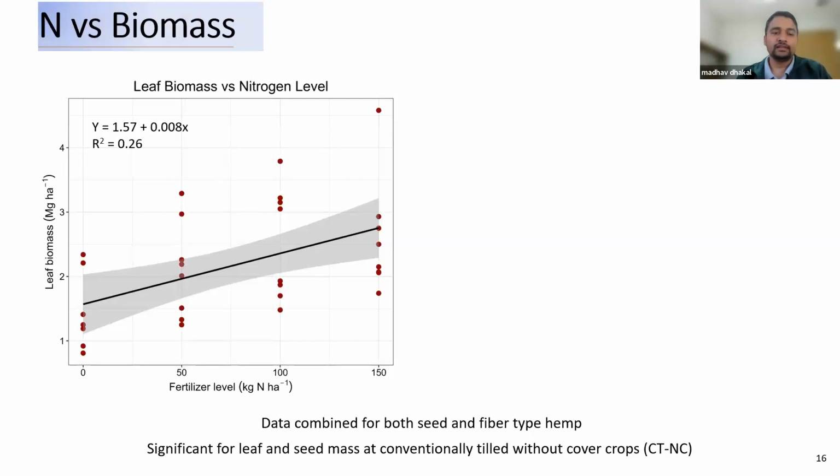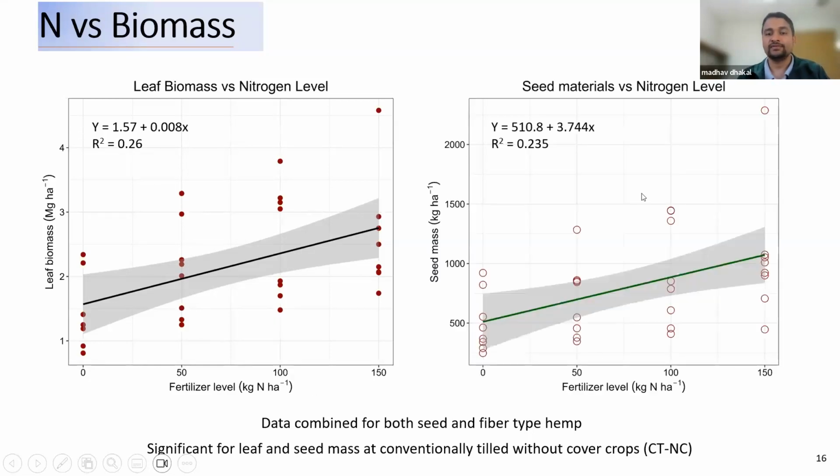If we look at the linear trend of hemp leaf biomass and the fertilizer level, it was linearly correlated. There was a positive linear relationship between the increasing fertilizer application and the leaf biomass production. The same thing for the seed material versus nitrogen level. Increasing fertilizer amount increased the seed mass, or the seed production of the hemp, when we combine the data from the seed and fiber hemp type.